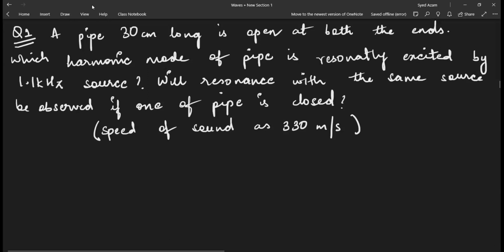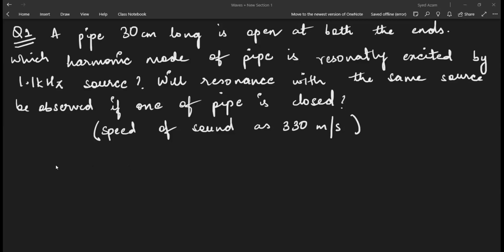Okay, look, class, this says that a pipe 30 centimeter long is open at both the ends. So this is an open organ pipe case. Which harmonic mode of the pipe is resonantly excited by a 1.1 kilohertz source? And you have to find out, will resonance with the same source be observed if one end of the pipe is closed? Means if it is a closed organ pipe, find out n. If it's an open organ pipe, find out the value.